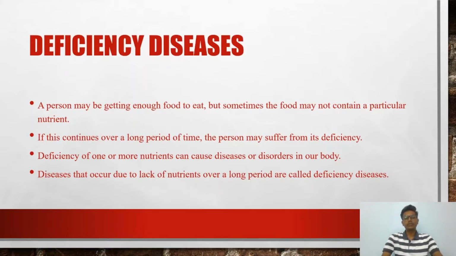Diseases that occur due to lack of nutrients over a long period are called deficiency diseases. If we are not getting nutrients in proper proportion, then these diseases can occur, and these diseases, which are due to lack of nutrients, are called deficiency diseases.